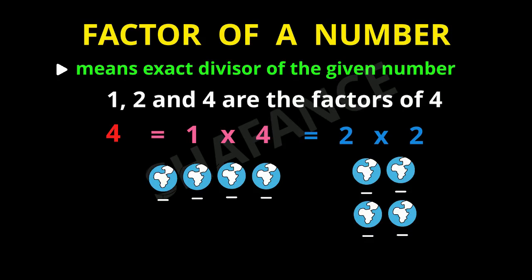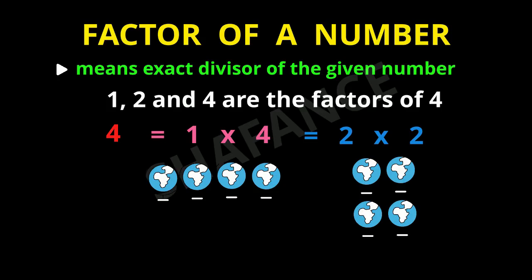That means if we divide 4 by these numbers which are factors of 4, we would get a counting number because they exactly divide 4. So from this we can see that any number can be written as 1 multiplied by that number itself. So 1 and the number itself are always the factors of any counting number. Number 1 would have only one factor, that is 1. But all other counting numbers have at least two factors, 1 and that number itself.